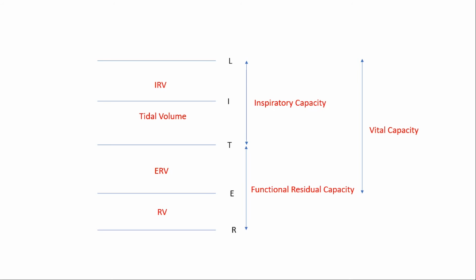If you add inspiratory reserve volume, tidal volume and expiratory reserve volume, you get your vital capacity. And this vital capacity is the maximum amount of air that you can exhale out of the lung after a deep inspiration. And now total lung capacity.